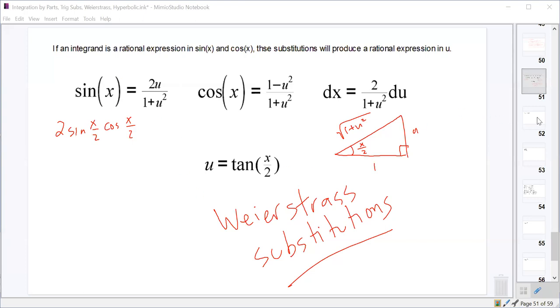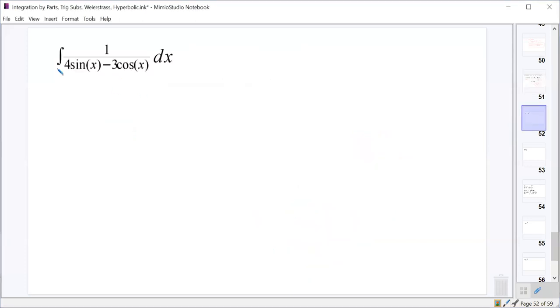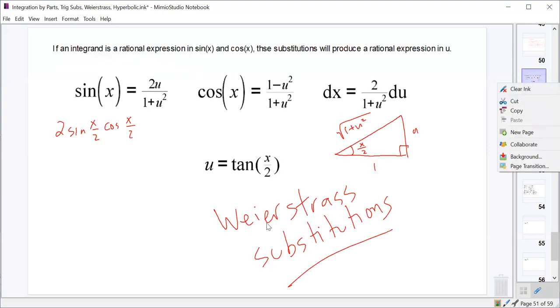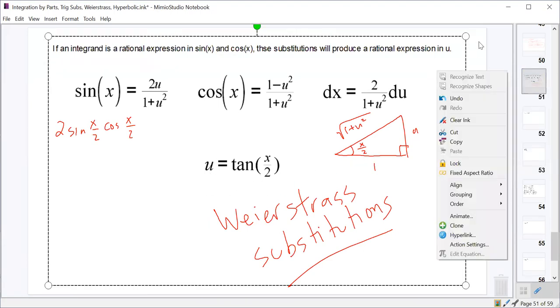And so if you were to do this, you just go in and replace the sine of x with 2u over 1 plus u squared. You replace the cosine x with 1 minus u squared over 1 plus u squared, and you replace the dx with 2 over 1 plus u squared du. And these will always, or almost always, end up becoming one that you need to use partial fraction decomposition for, all in terms of u. And then when you go back and resubstitute at the end, you'd resubstitute out all the u's as tangent x over 2.